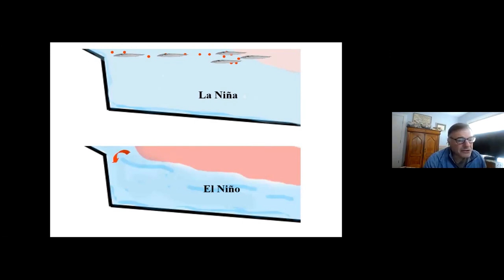So where's all the particulate material going to be? The plankton and the phytoplankton is going to be concentrated in a very narrow band near the coast. So if you're a whale looking for something to eat, you don't have a lot of choices, right?